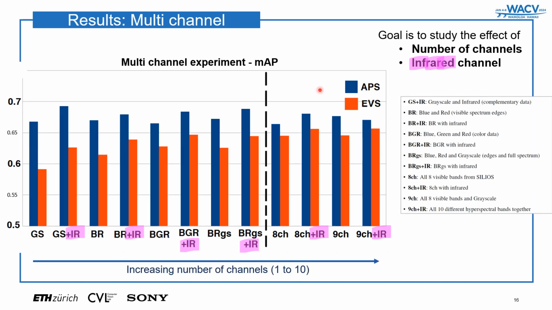We focused on answering two main questions, always for both APS and EVS. What happens when we increase the number of channels in the input, and does infrared have any particular effect on phase detection? We selected the different input combinations accordingly. Each visible-only input is paired with a model that includes infrared data. The legend is the same as before.